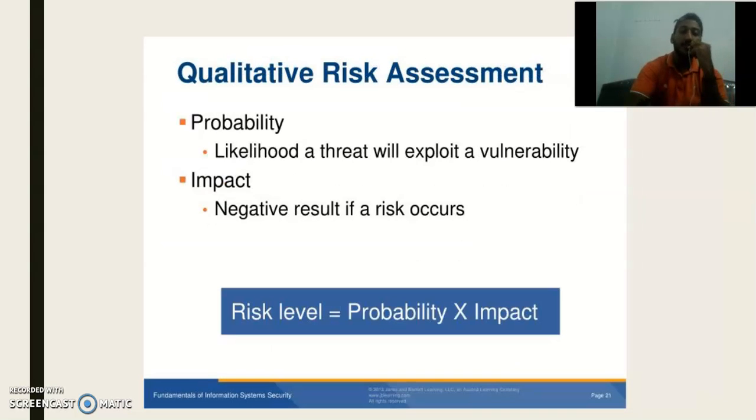Next we go to the qualitative risk assessment. I will explain further about it. The first one is probability, which means the likelihood a threat will exploit a vulnerability, and impact, which means the negative result if a risk occurs. Below is the equation for the qualitative risk assessment: risk level equals probability times impact.